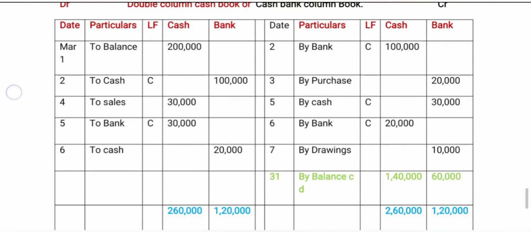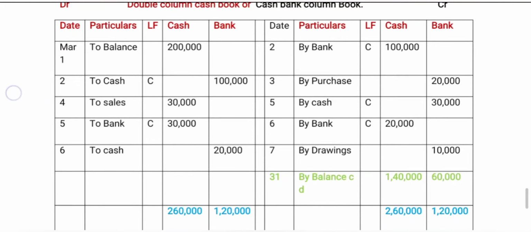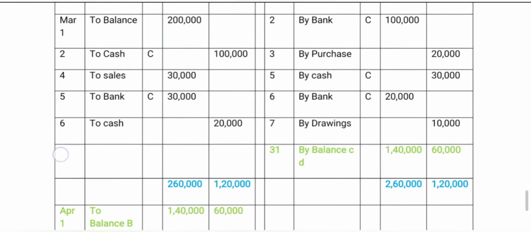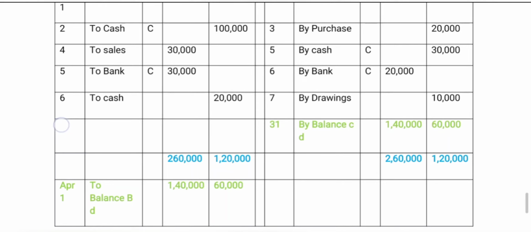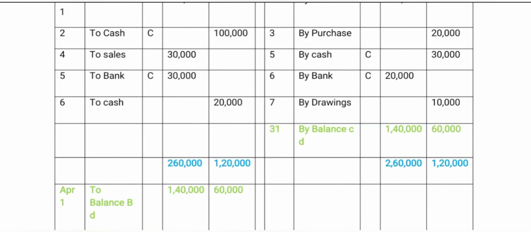Now we are going to the credit side cash column. 1 lakh 20,000 plus 1 lakh 20,000 minus 2 lakh 60,000. It is equal to 1 lakh 40,000. This amount is balance carried down. This amount is transferred to next month as balance brought down. Now we are coming to the bank column. It is 1 lakh 20,000 minus 60,000. It is 60,000. This amount is also transferred to next month, that is 1st April, as balance brought down. 1 lakh 40,000 as cash, then 60,000 as bank balance. This problem is completed.